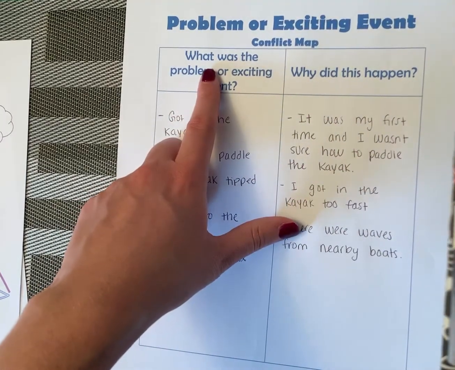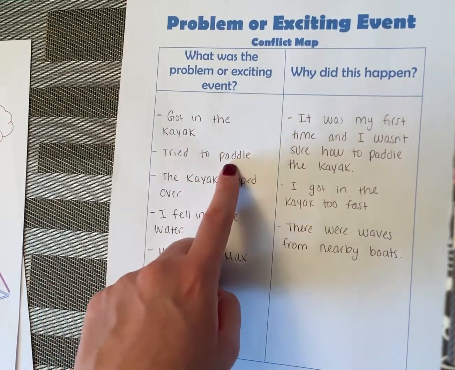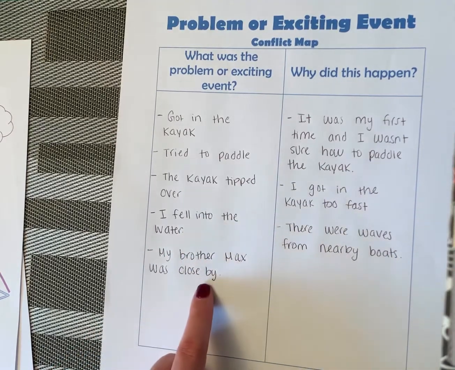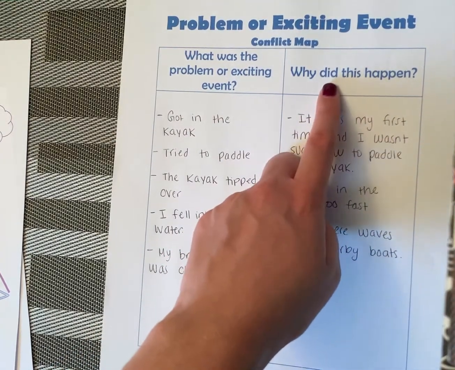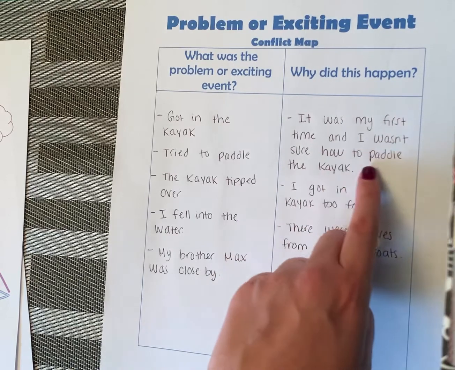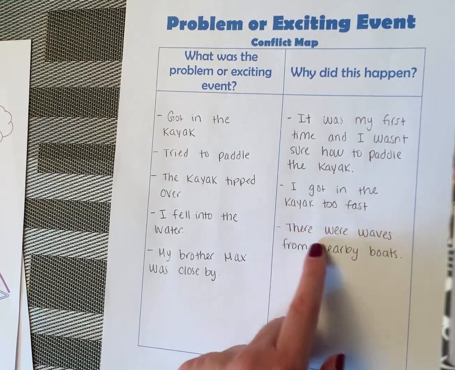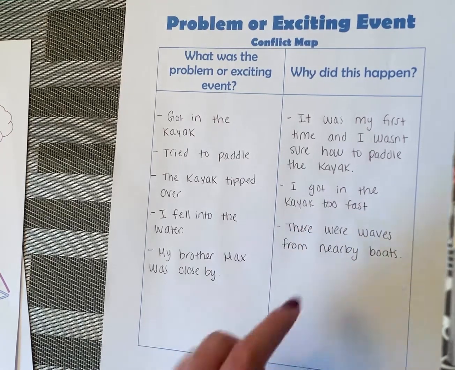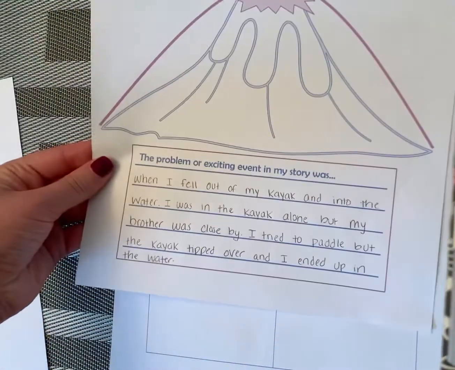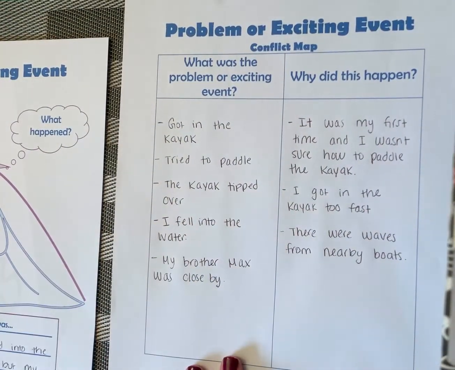In the first heading, it says, what was the problem or exciting event? I wrote, I got in the kayak, tried to paddle. The kayak tipped over. I fell into the water. My brother Max was close by. Then the second column asks, why did this happen? I wrote, it was my first time and I wasn't sure how to paddle the kayak. I got in the kayak too fast. There were waves from nearby boats. So notice I included a lot of detail, but I didn't write it in full sentences like I did on my volcano map.